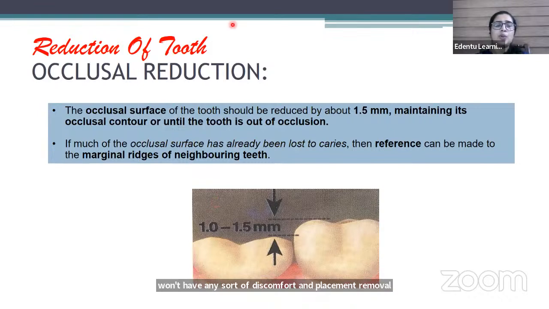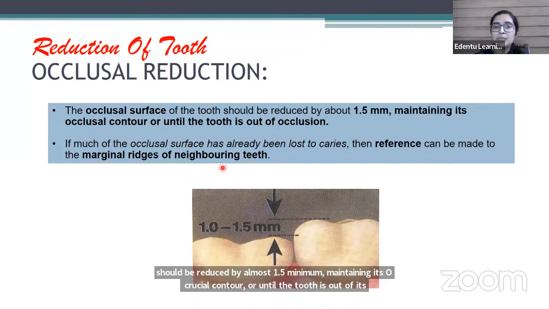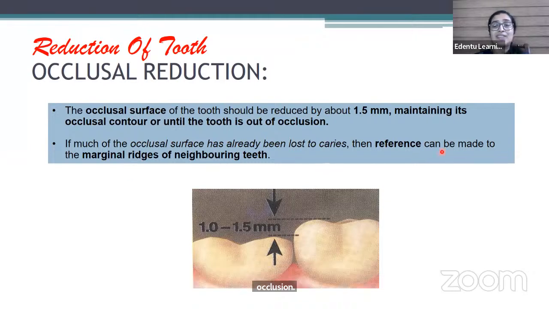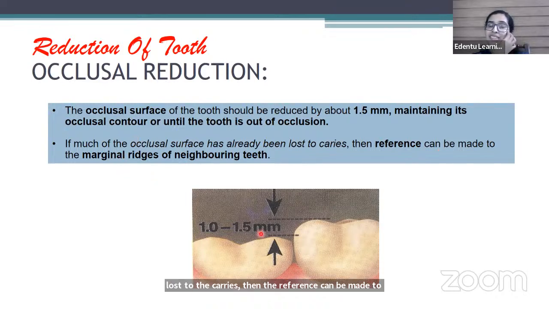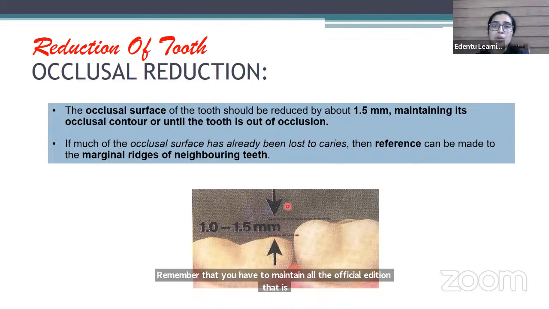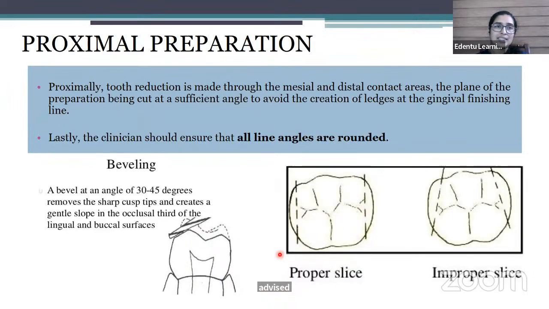I'm talking about the occlusal reduction that you have to maintain. The occlusal surface of the tooth should be reduced by almost 1.5 mm, maintaining its occlusal contour, or until the tooth is out of occlusion. If much of the occlusal surface has already been lost to caries, then reference can be made to the marginal ridges of the neighboring teeth. So remember that the occlusal reduction advised is 1.5 mm.